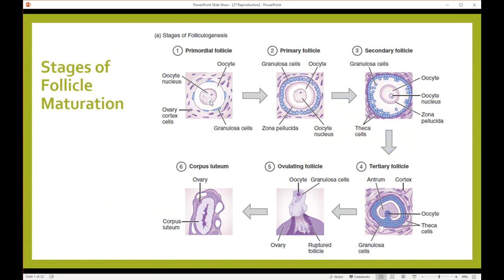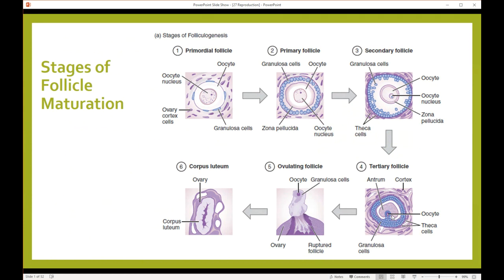So we start with this primordial follicle. It's going to continue to grow. Here is a primary follicle. You can start to see these granulosa cells along the outside. There's that oocyte in the center, and then we have what's called the zona pellucida. Then this is our secondary, okay? And so we continue to grow. There's that zona pellucida. We get to see the nucleus now and the oocyte, and then there are those thecal cells.